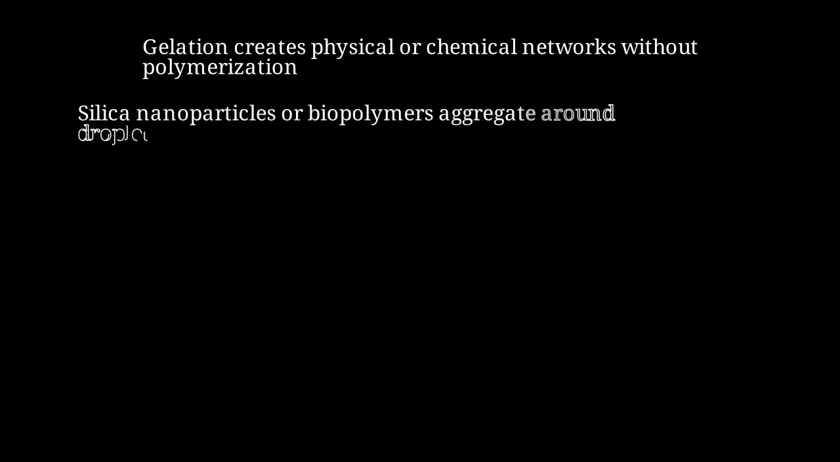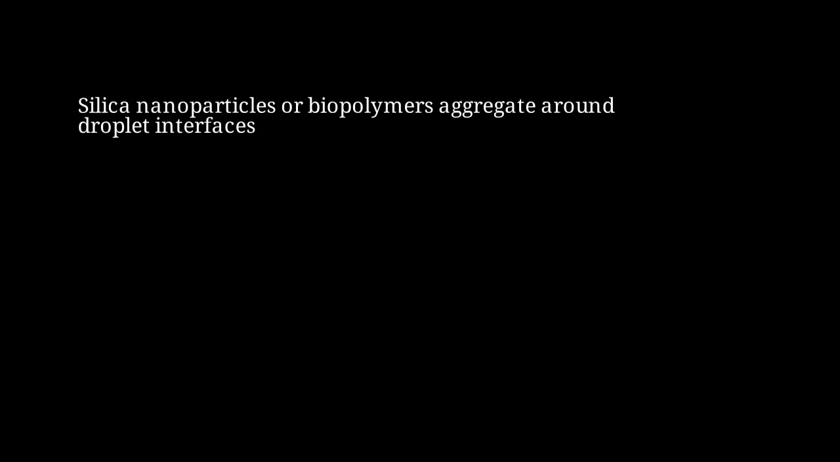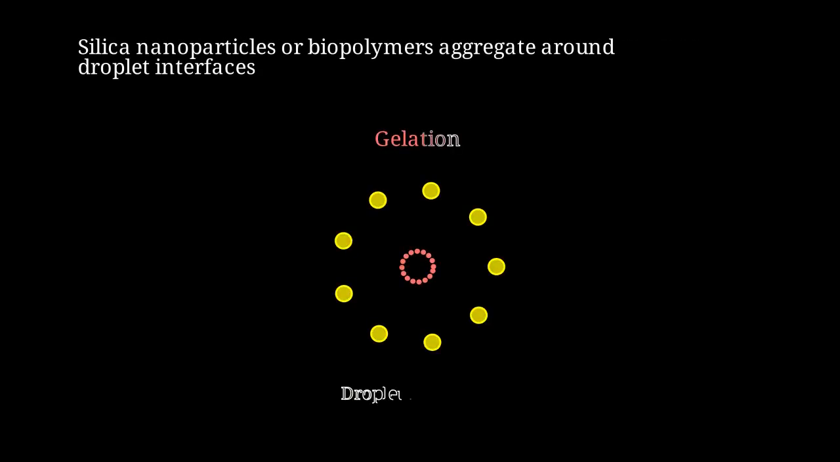In aqueous, continuous phases, colloidal silica nanoparticles or biopolymers like alginate can be induced to gel. The droplet interfaces often serve as nucleation sites for network formation. Here we see gelation occurring around droplet templates. The yellow spheres are the emulsion droplets, while the small red dots represent gelating particles or polymer segments that form a continuous network throughout the continuous phase.